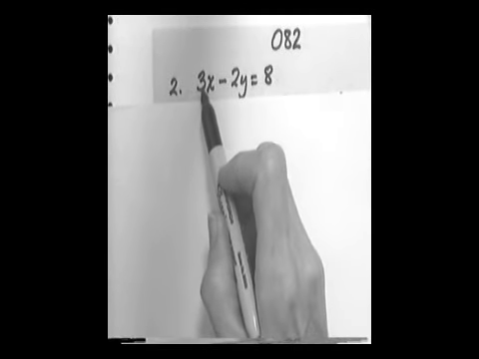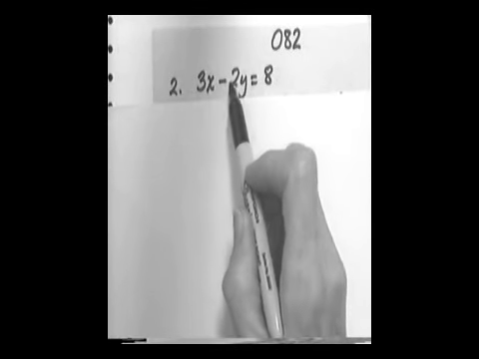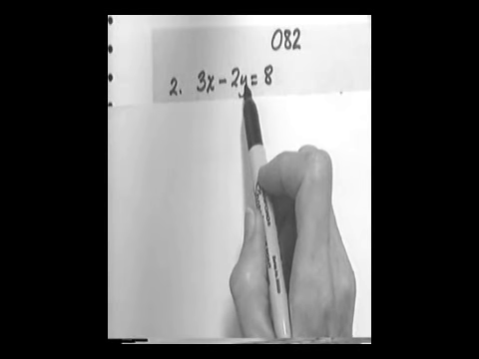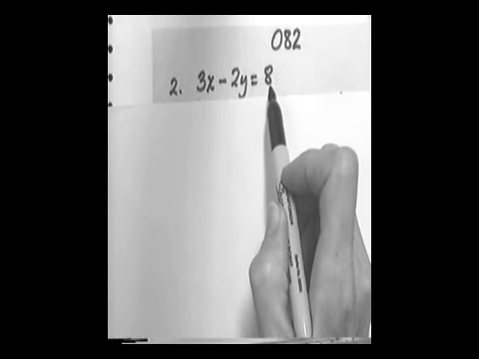The example we just did was of the form y equals mx plus b. Example 2 is of the form ax plus by equals c. A number times x, add, this says subtract, but of course that means add the opposite. A number times y equals a number. And so this one is of the form ax plus by equals c. How do we proceed?